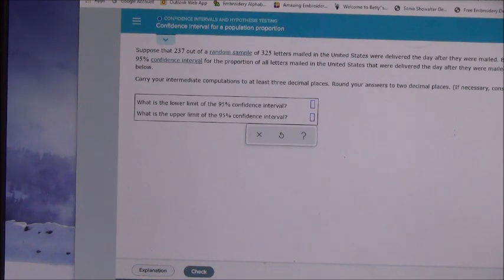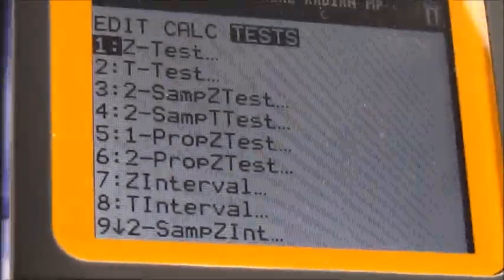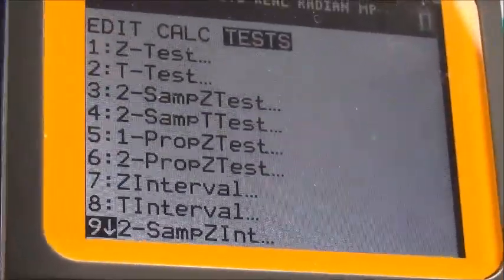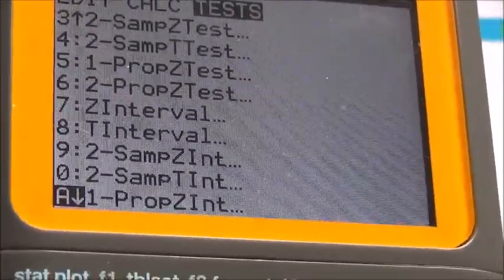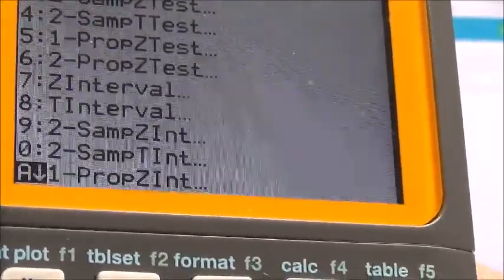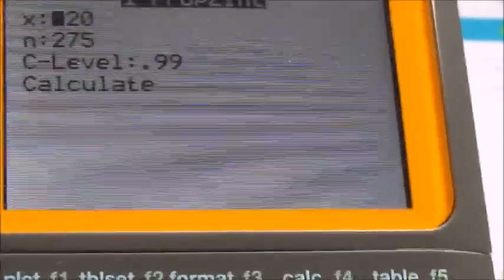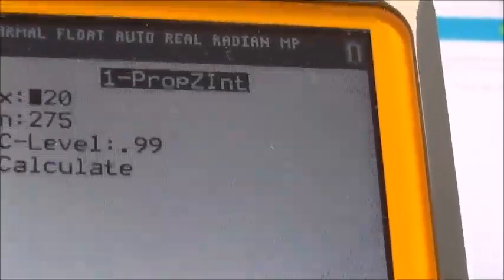And so on ALEKS, they're going to have you use the formula, but on your graphing calculator, you can check your answers. So I'm going to again hit the stat button, just the plain stat button, cursor over to tests, and then I have to scroll down to A. 9 is showing, but if I keep going, you will see A. That's my proportion interval. So I'm going to use that one. I'm going to enter on A, and I'm going to put my values in there.